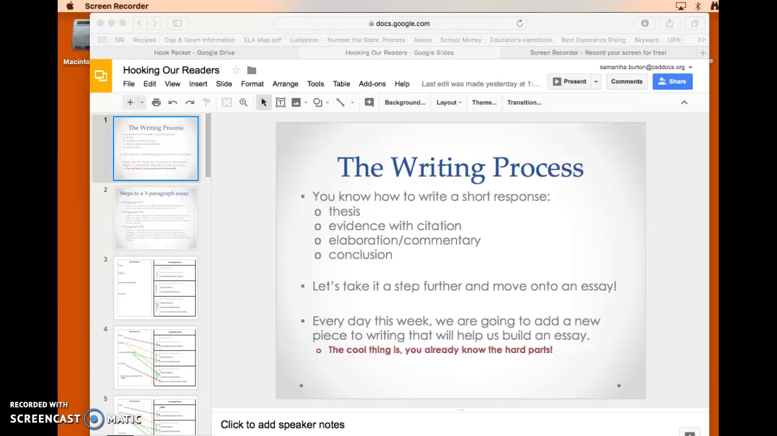Today and this week, throughout this week, we're going to take it a step further and we're going to move on to writing a 3-paragraph essay. Nothing too hard, 3 paragraphs, okay? Every day this week, we're going to add a new piece of writing that will help us build this essay. The cool thing is, though, you already know what the hard parts are.